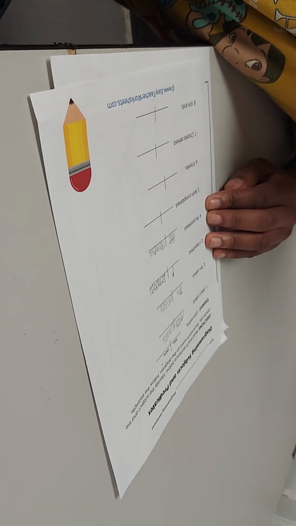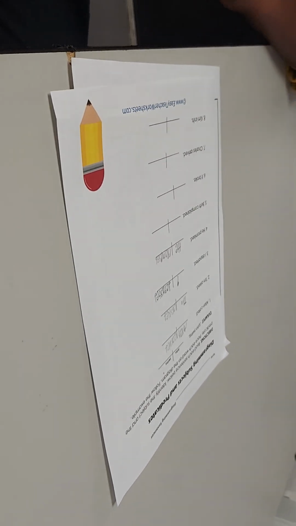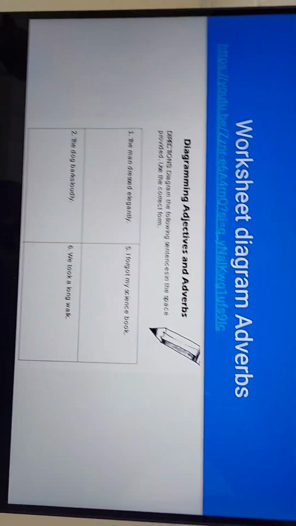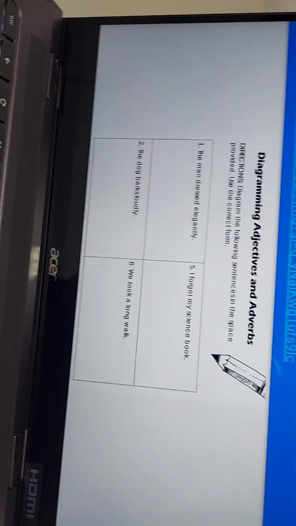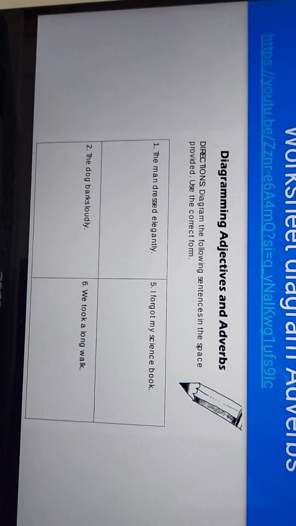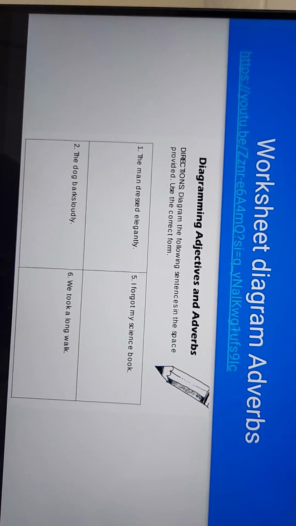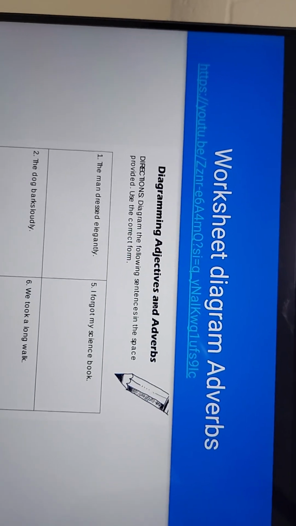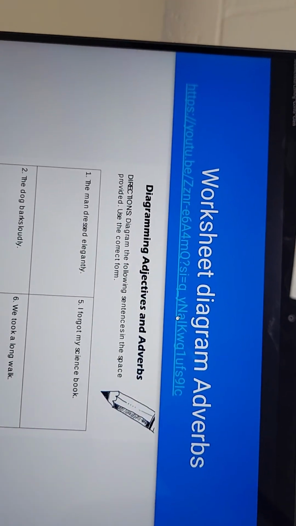Okay, let's go to the next one. For this one, worksheets with adverbs, okay? This one right here, you're going to watch a video showing the adverbs.